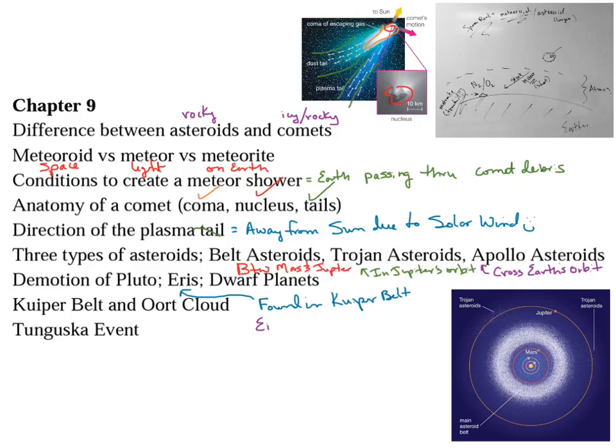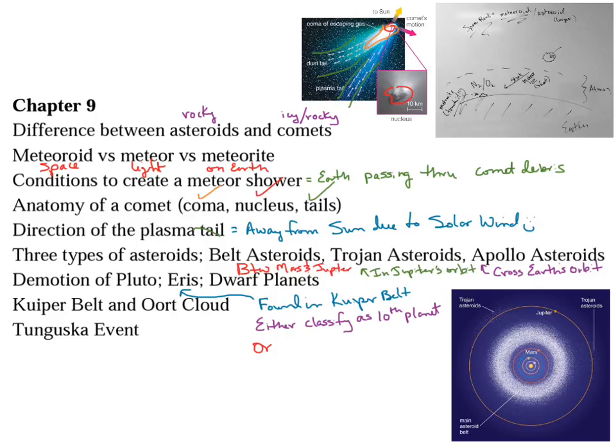Three types of asteroids, and they are classified by their location. So the belt asteroids are in the asteroid belt, of course, between Jupiter and Mars. Trojan asteroids, although there are more than just these, the most famous ones as I think of it are associated with Jupiter. They're in Jupiter's orbit. They escort Jupiter around. And then we have these miscellaneous Apollo asteroids whose paths take them across Earth's orbit.